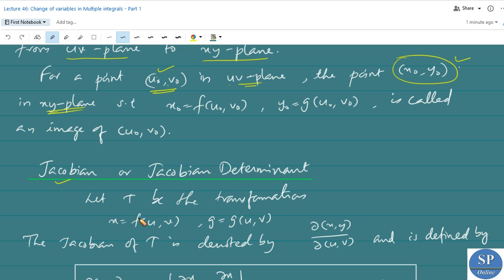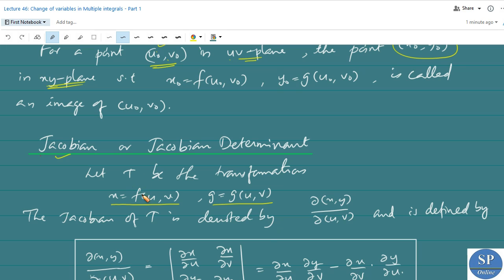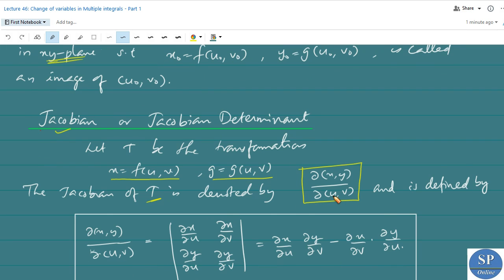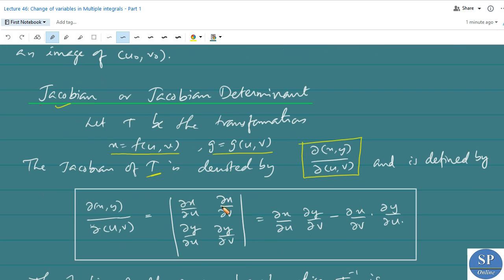For a transformation T, which is x equal to f of u v and y equal to g of u v, the Jacobian of that transformation T is denoted by dou of x y divided by dou of u v, and is defined by the determinant with rows dou x by dou u, dou x by dou v, and dou y by dou u, dou y by dou v. That is the 2 by 2 determinant.